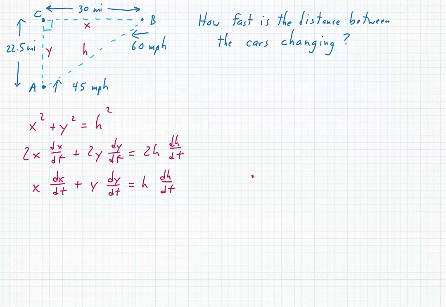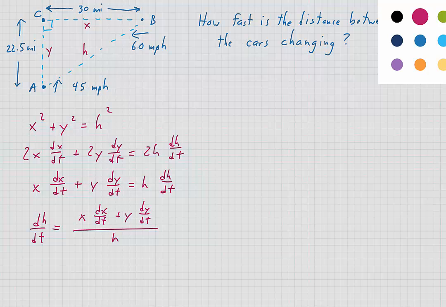Now we're trying to find dh/dt, so what we'll do is divide everything on both sides by h. I'll flip things around here a little bit, and we'll find out that dh/dt is equal to x times dx/dt plus y times dy/dt, all divided by h. So we need to see if we can find values for x, dx/dt, y, dy/dt, and h.